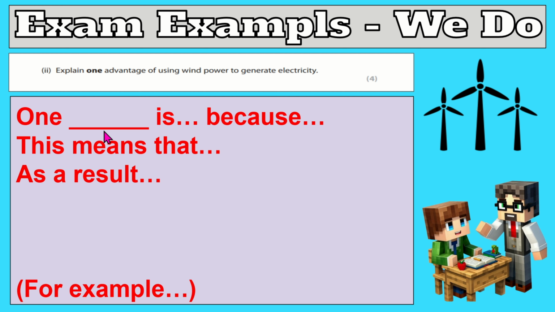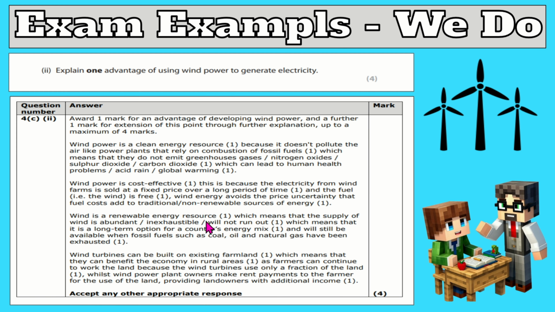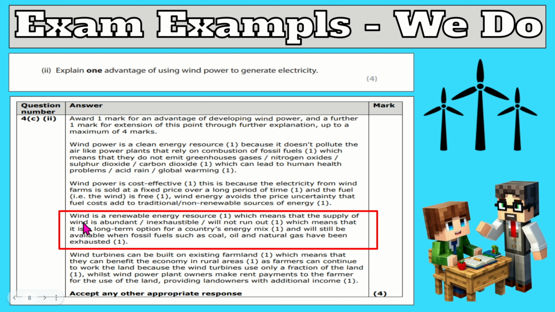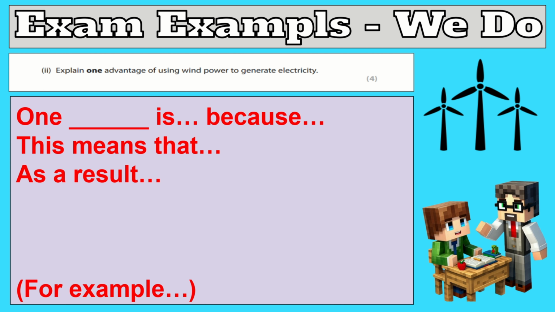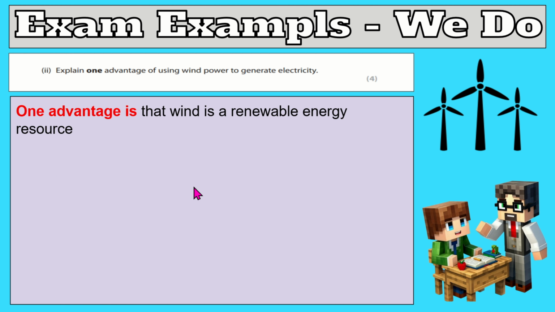All right. So again, let's just jump back to the mark scheme. Here we can see there's lots of different answers that would have got us marks: clean energy, cost effective, renewable energy resource, existing farmland. I'm going to go for what I think is the second easiest one to write, which is wind energy is a renewable energy source, basically meaning it's infinite, it's abundant, it's not going to run out. It's the opposite of finite, it's infinite. So let's get stuck in and let's see how this works.